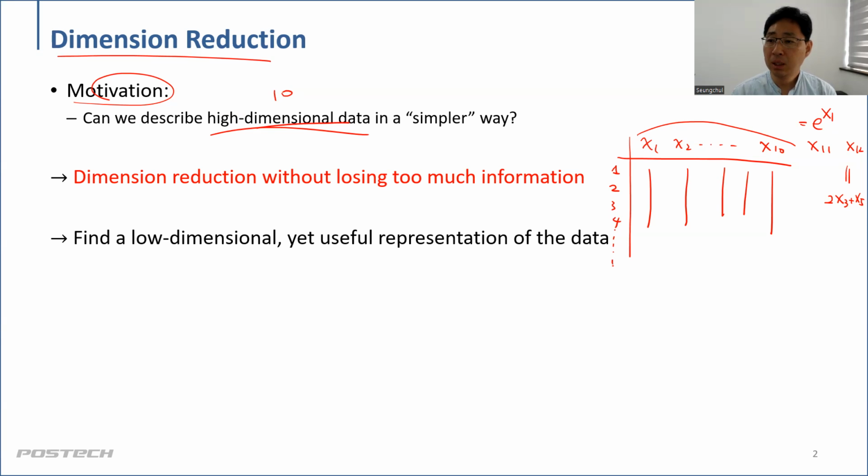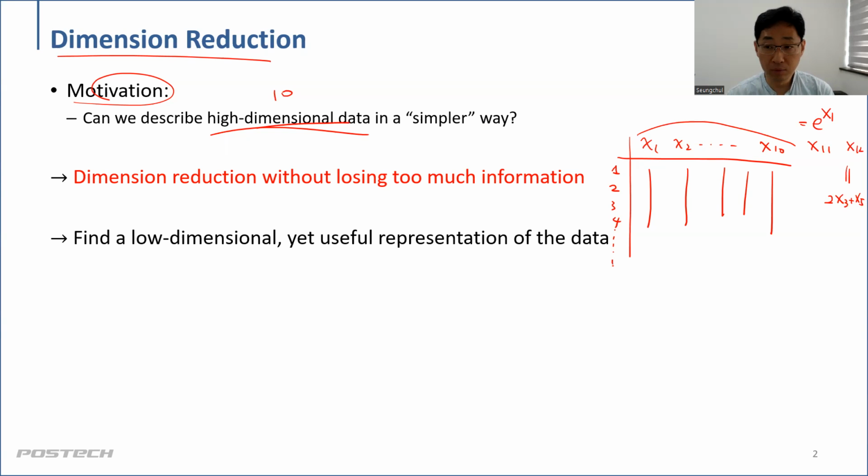The issue or the problem is that if you have a high dimensional data set, it's not easy for humans to understand it or get some kind of insight, right? So the question, or the motivation for dimension reduction, is: is there any way we can describe a high dimensional data set in a simpler way, or in low dimensional space?